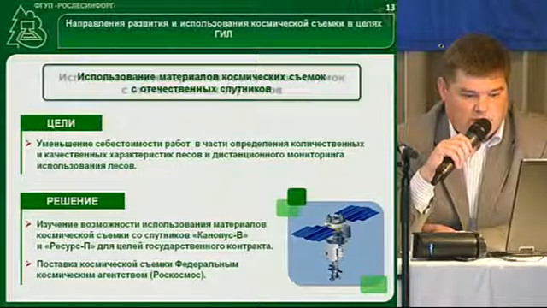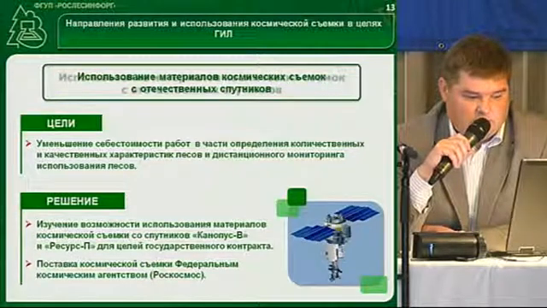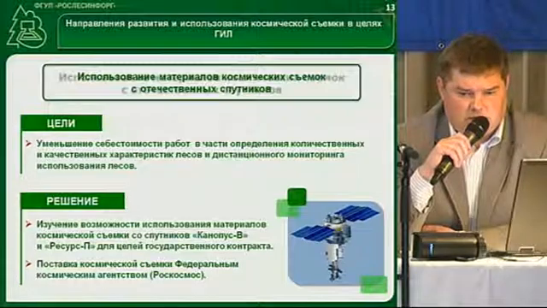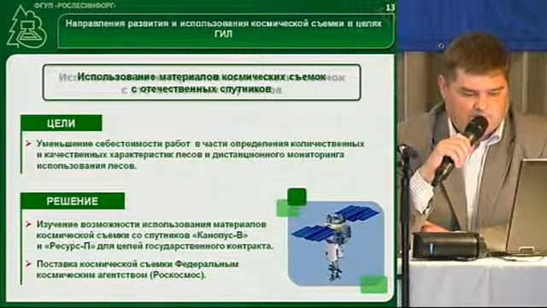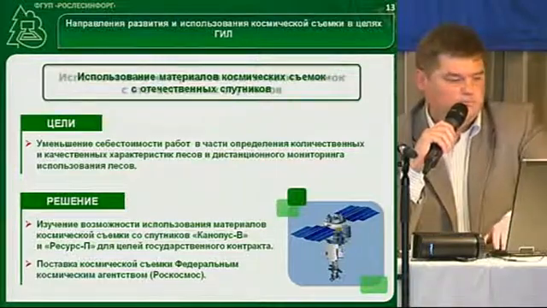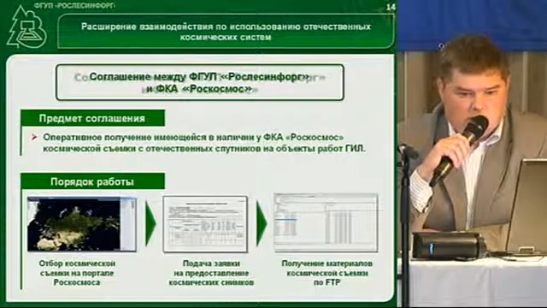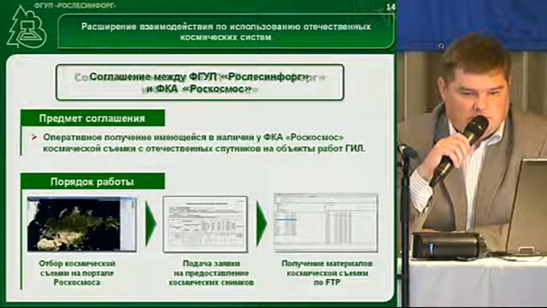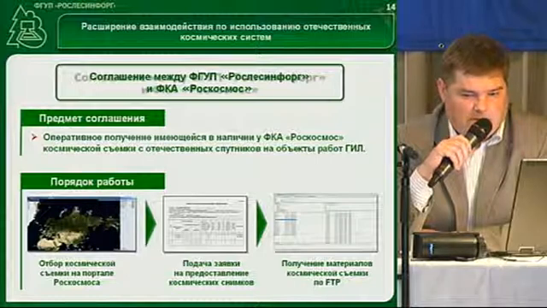Now we're studying the possibility of using our satellites Canopus and Resource P for state inventory of forests, and we're considering it; a few days are left for the final decision. Actually, now we already have a draft agreement between Roscosmos and the Russian Forestry Ministry to use these materials for state inventory of forests. Roslesinforg will be authorized to use this remote sensing data to implement its work under state contracts.